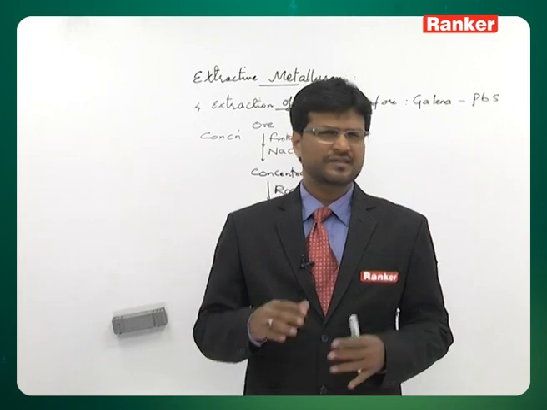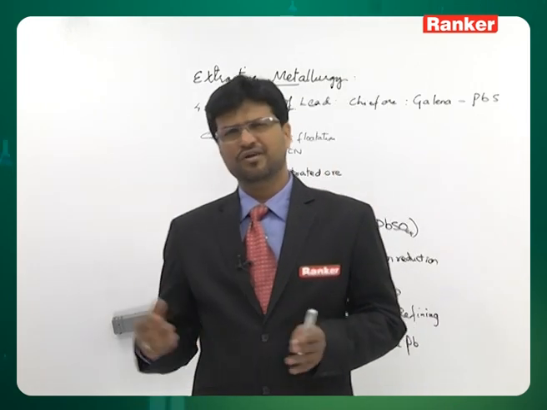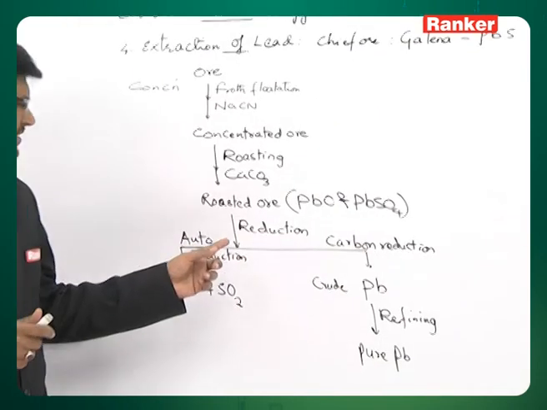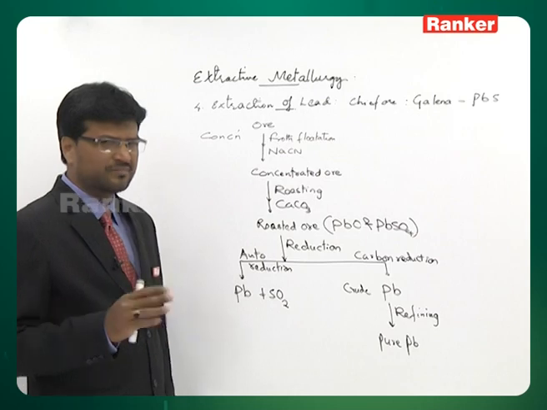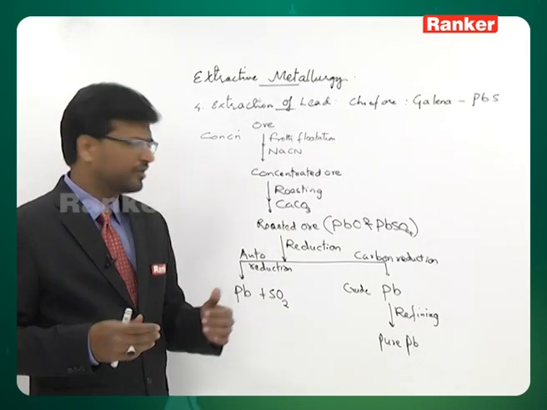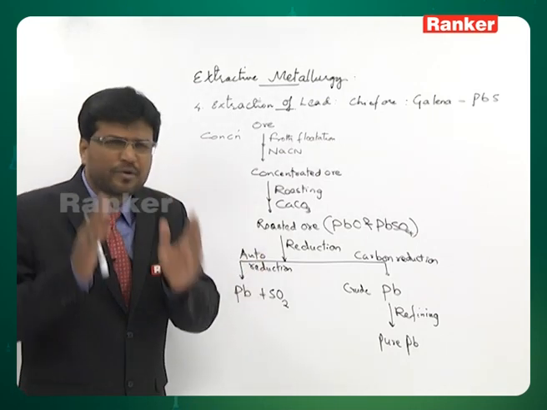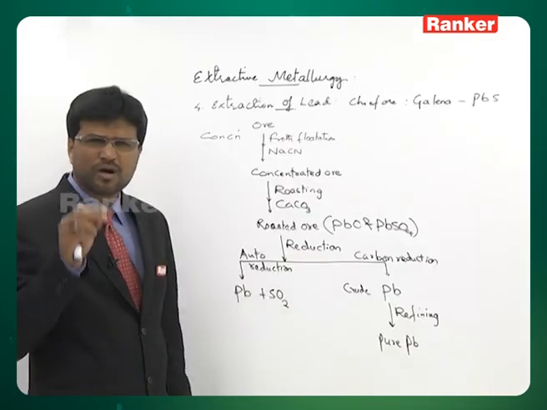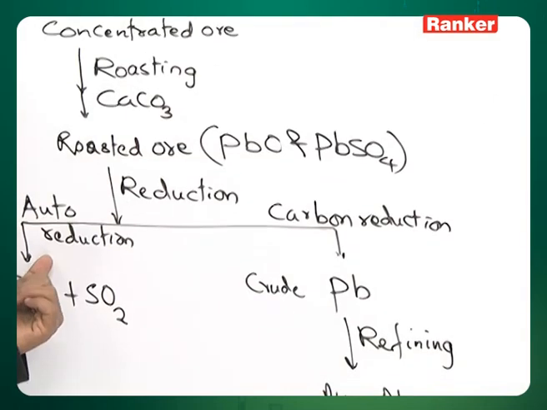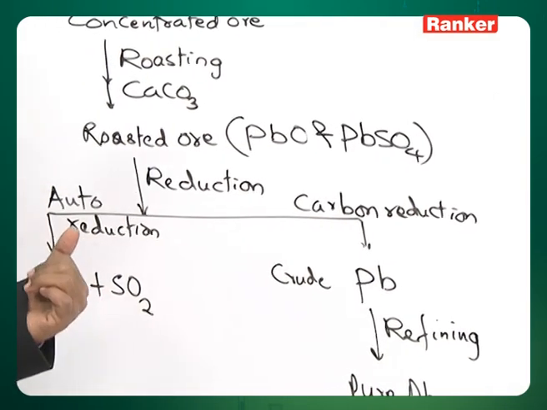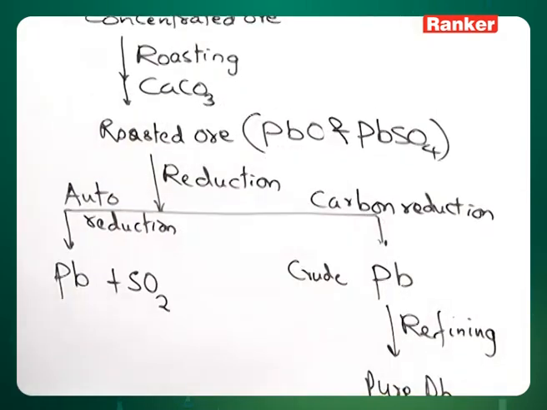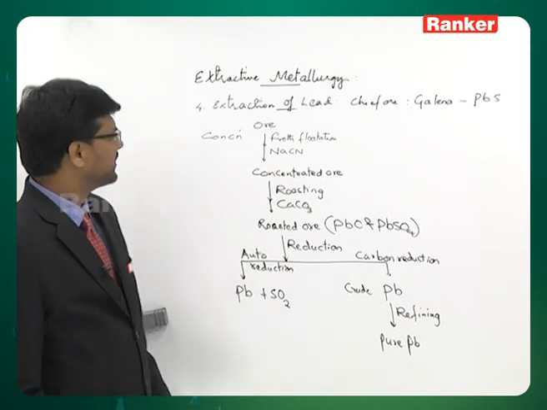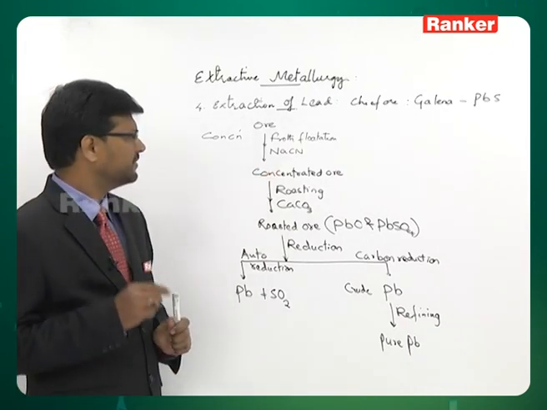Then we do either carbon reduction or we may go for auto reduction. It all depends upon this decision we take on the basis of the quantity of impurities present. If the impurities are in large quantities, then we go for carbon reduction. If very small amount of impurity is present, then we go for auto reduction. Lesser amount of impurity, auto reduction. More impurity, carbon reduction. Then the final step is refining of lead. Now I'll first talk about the role of NaCN.